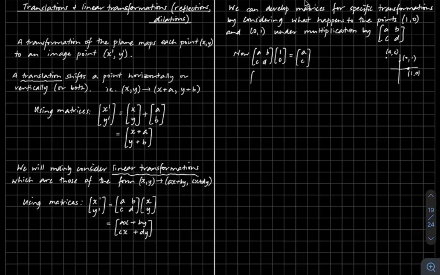And if I do the same thing with the other one, A, B, C, D, and multiply that by 0, 1, I'll let you do that. We're going to get B and D. So in other words, it's going to take the point with coordinates 0, 1, and it's going to transform it to somewhere with coordinates B and D.